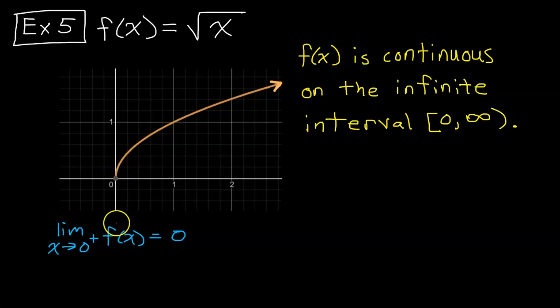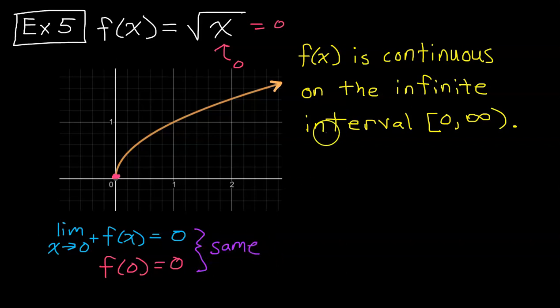Now let's take a look at the value of the function at the endpoint, the value of the function at 0. Well, we can either look at it graphically and see that the value of the function at 0 is 0, or we can imagine substituting 0 in for x, and we would get a value of 0. The important thing is that these are the same. So that's how you would show analytically that f of x is continuous on the infinite interval from 0 to infinity.